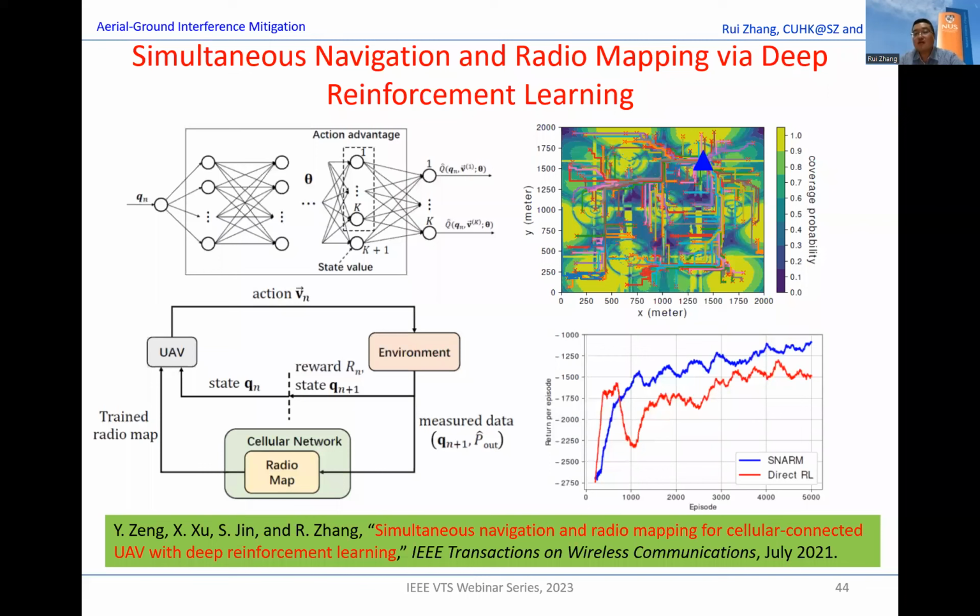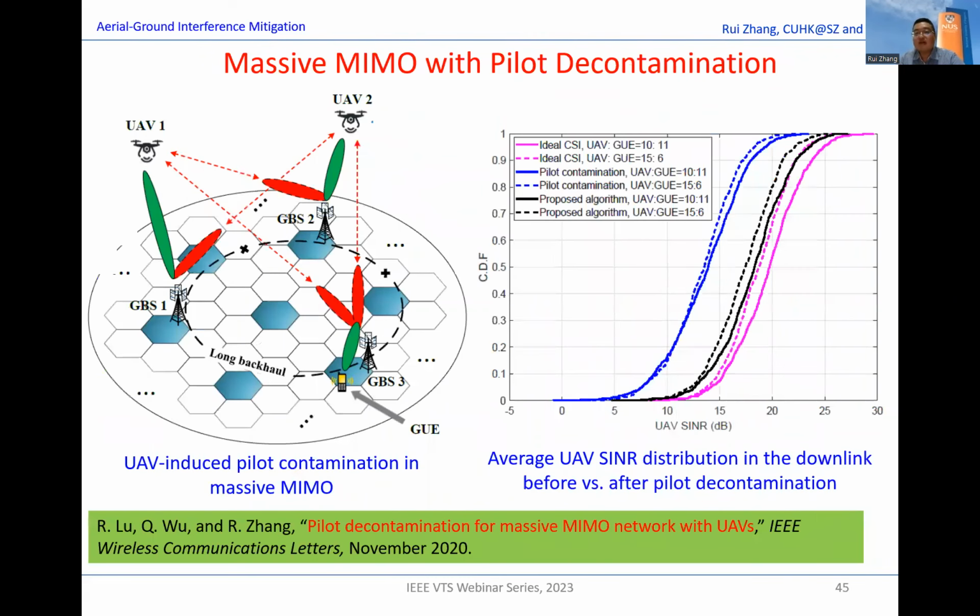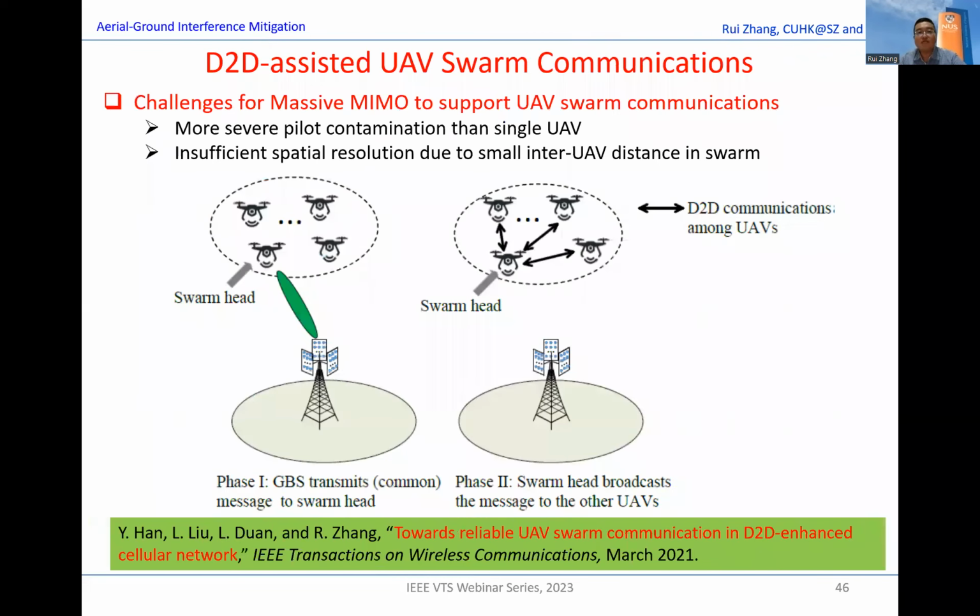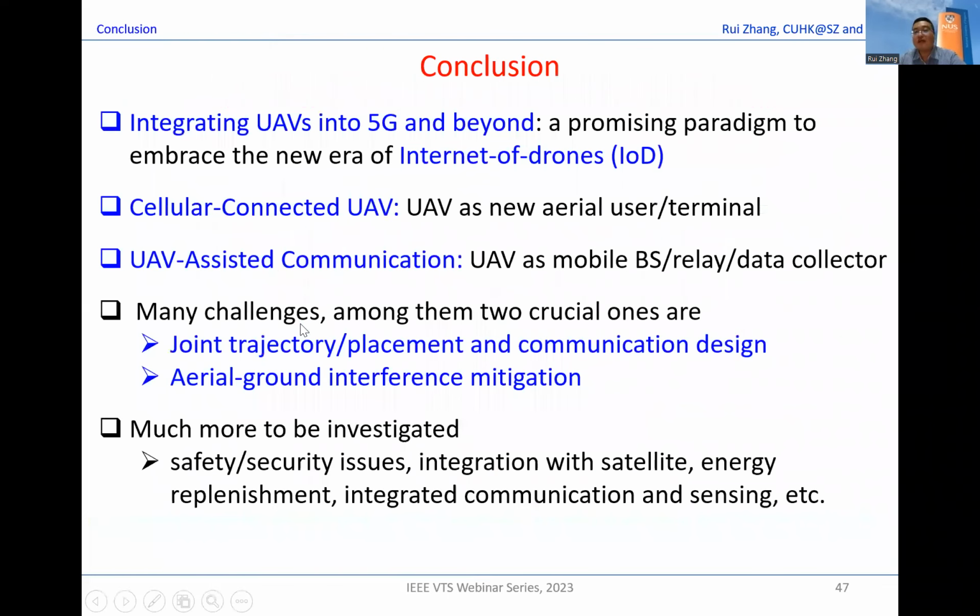So this framework we can model as reinforcement learning. So we can use deep neural network, deep learning techniques to solve this problem. That means to find the optimal balance between the UAV navigation for the radio map construction and its own mission requirement to achieve. Okay, so there are other techniques like massive MIMO and swarm UAV communication, but I think I will not have time to go through them.